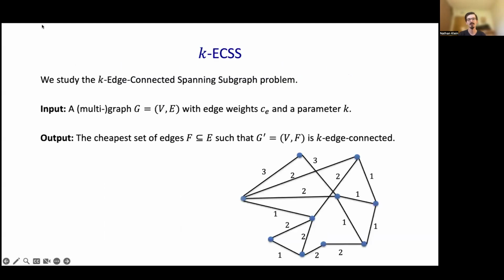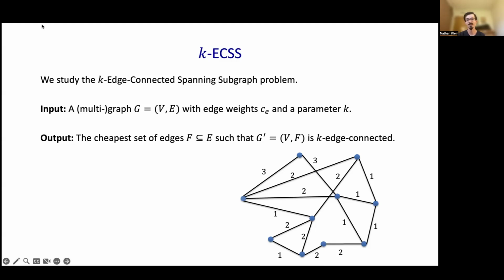The primary problem we study is the k-edge connected spanning subgraph problem, or KECSS. As input, we get a weighted graph G, like this one, and a parameter k, and the goal is to select the cheapest subset of edges which k-edge connects the graph.